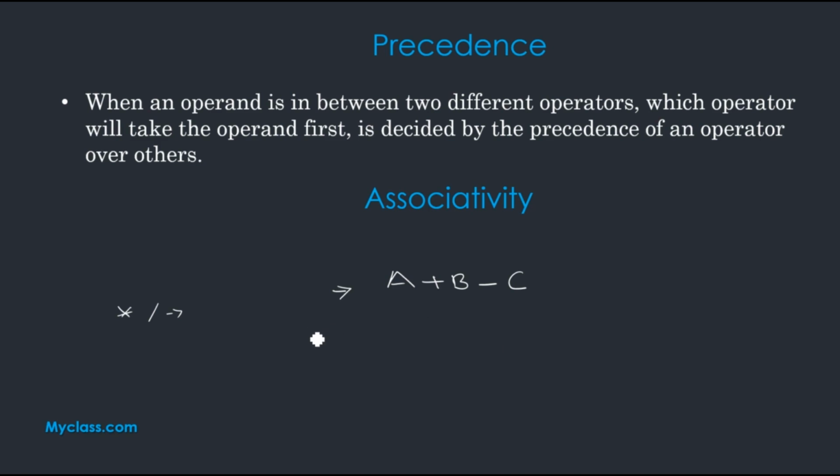Addition and subtraction have left associativity, that is, we calculate A plus B first and then subtract C. In such a simple expression there is no change of value whether we do the subtraction first or the addition, but when we consider very complex expressions, we have to follow this associativity rule also. So that is the associativity.